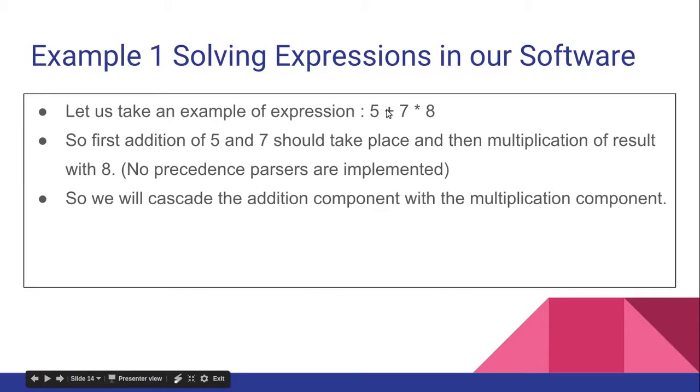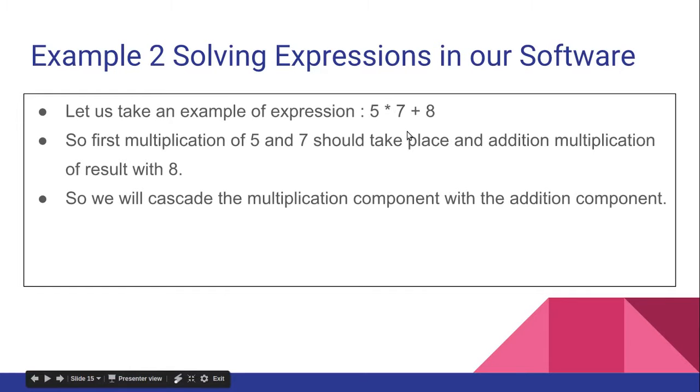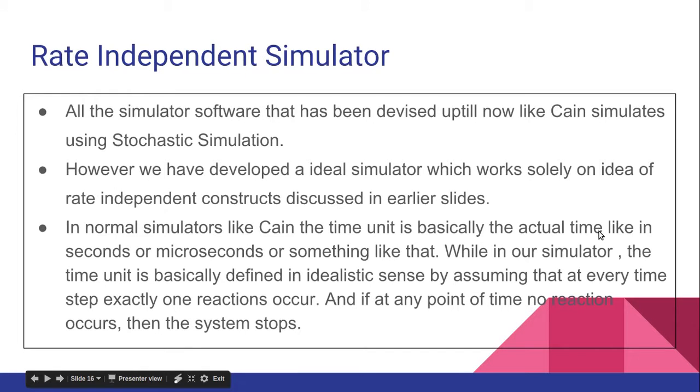So what our expression solver will do is that it will first add 5 plus 7 and then multiply the result 12 with 8. So we cascade the addition component first and then multiplication component, because in our expression solver we have not considered any brackets nor we have considered the precedence. For computing 5 into 7 plus 8, we need to do 5 into 7 plus 8. So this will calculate the multiplication component with the addition component.